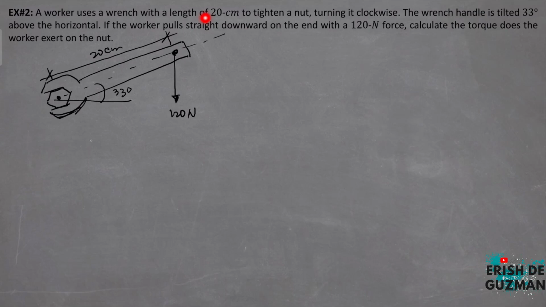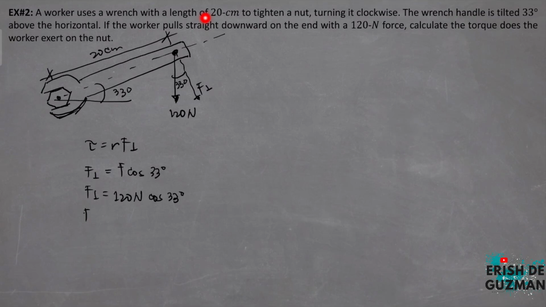We will just use the equation again: torque equals radius times the force perpendicular. Let's solve first for the force perpendicular, which is equal to force times cosine 33 degrees, where this is the perpendicular force and this is 33 degrees. Force perpendicular is equal to 120 Newton cosine 33 degrees, which is equal to 100.64 Newton. This is what we will use in the formula.